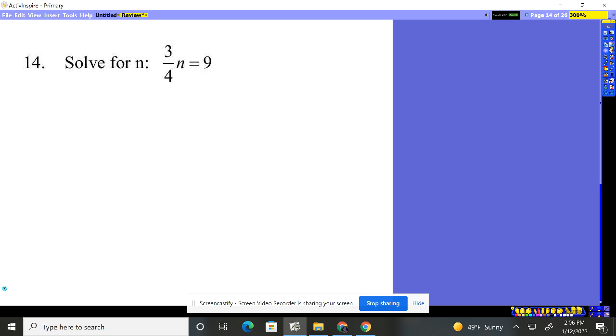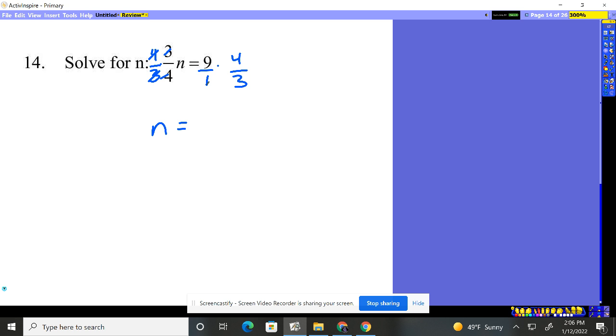14, solve for n. We have a fraction times our variable equals 9. So how do we get rid of multiplying by a fraction? Well, the easiest way is to multiply by its reciprocal. But if I multiply that side by 4 over 3, I have to multiply this side by 4 over 3. These 4s would cancel, 3s would cancel. You're left with just n, which is what you wanted.